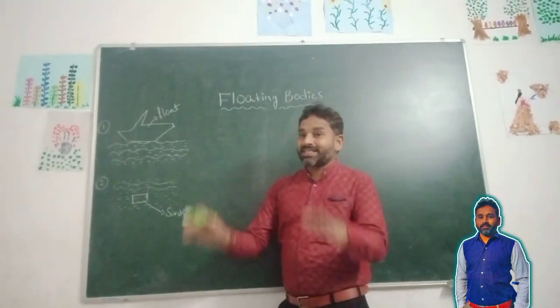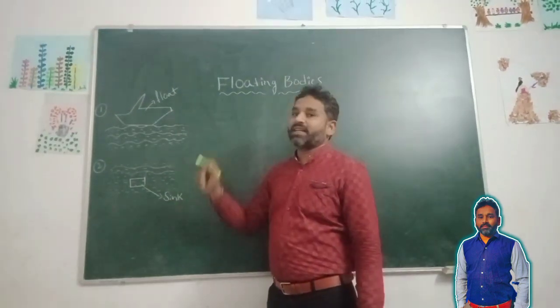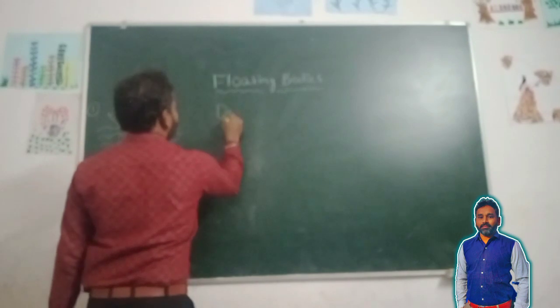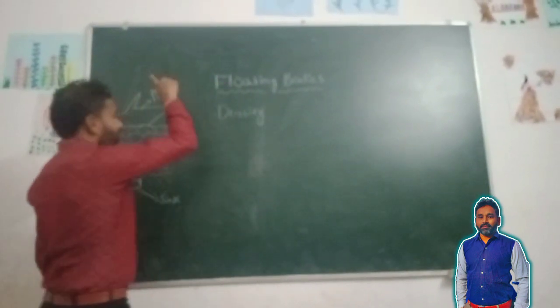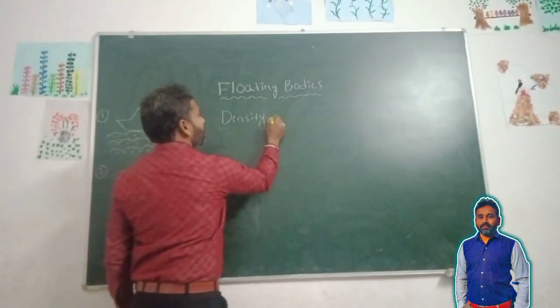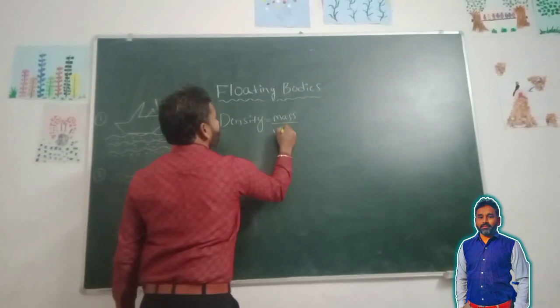What is the main reason? The main reason is only density. Because of the density, some objects float on the water and some objects sink in the water. What is density? Density is equal to mass by volume.